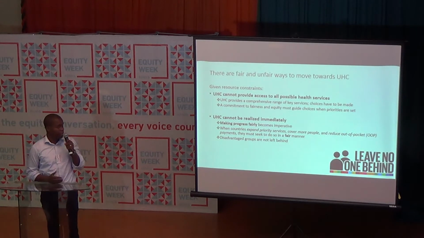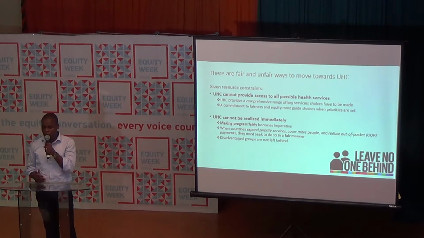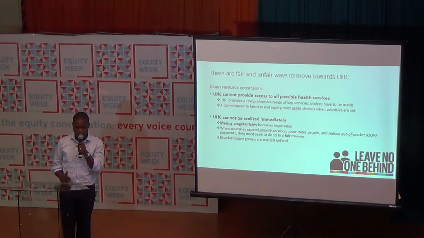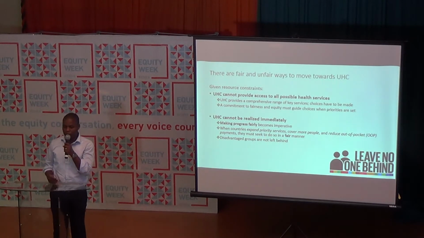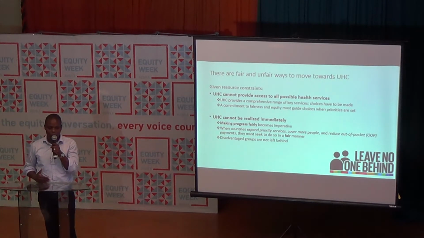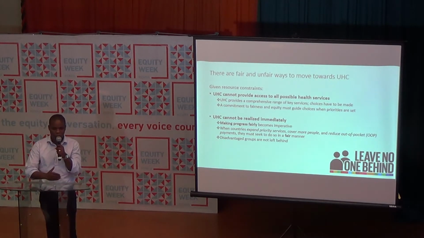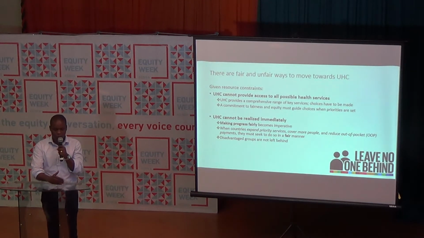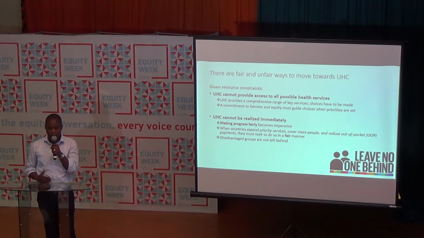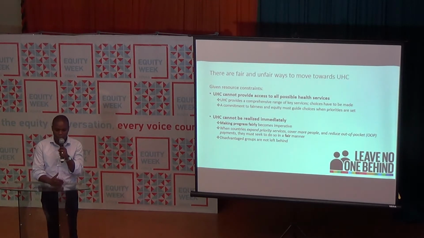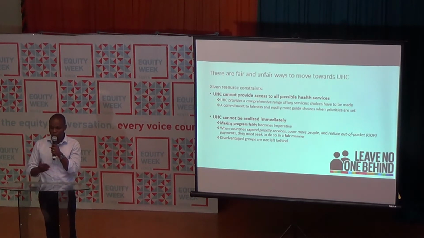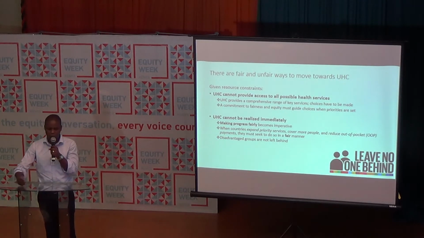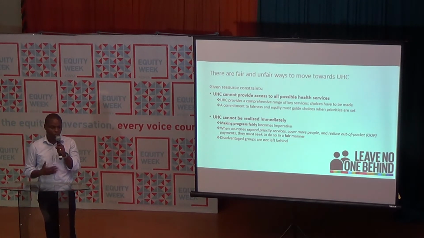Now, the other thing is that universal health coverage is a journey. It cannot be achieved overnight. Okay? It cannot be achieved overnight, which means you have to achieve it progressively. So if you're going to achieve it progressively, then you have to progress in a fair manner. You have to progress in a way that does not discriminate against people, does not leave certain groups behind and takes forward other groups and so on. So that progress has to be made fair.